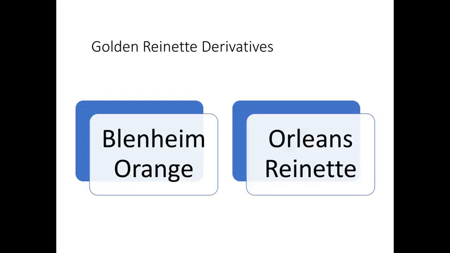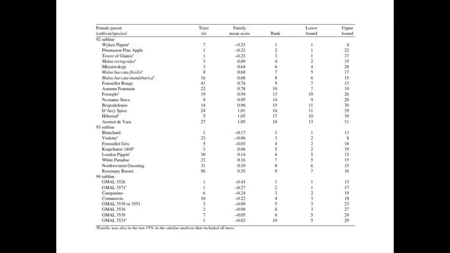I see mixed reviews on fire blight resistance when it comes to Blenheim Orange and Orleans Reinette, so your mileage may vary right there. But both seem to be scab resistant. Golden Pippin, I don't know because no one's written about it for a couple centuries and it's only available in the UK, so I can't really talk about it.